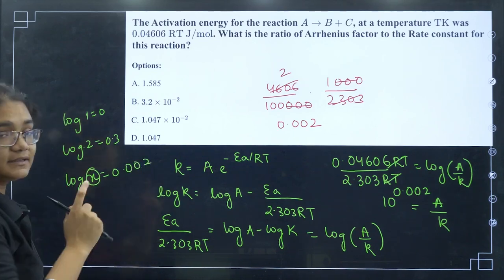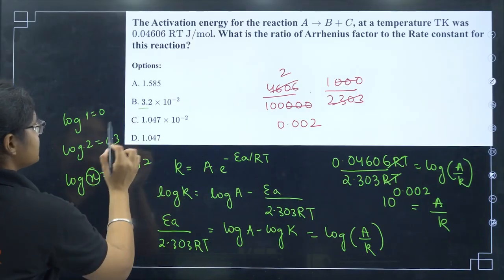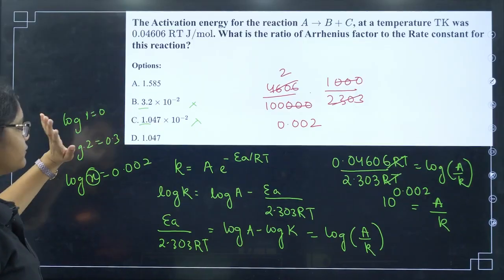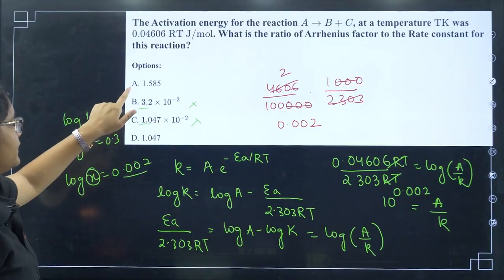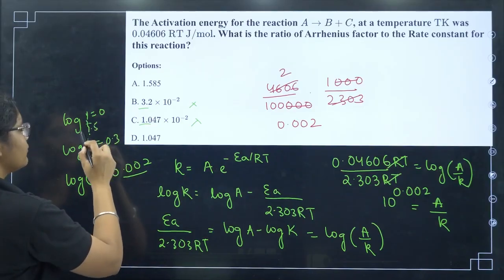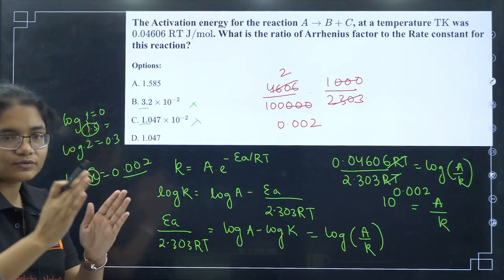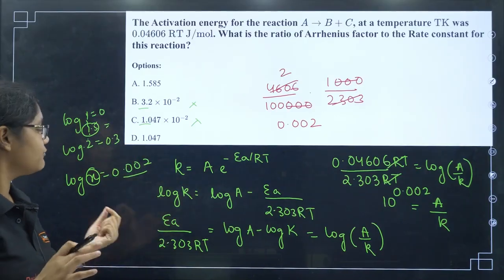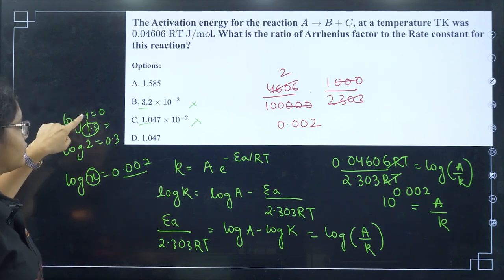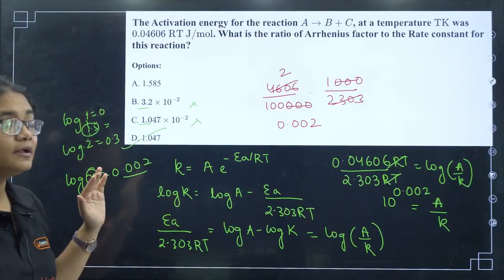Now if any number is less than 1, its log value will be negative. But I want 0.002. Next, log 1.5 is somewhere in between 1 and 2, so its value should also be somewhere halfway between 0 and 0.3, but I want 0.002, very less. That means the number should be very close to 1, so it has to be 1.047. So that is why option number D here.